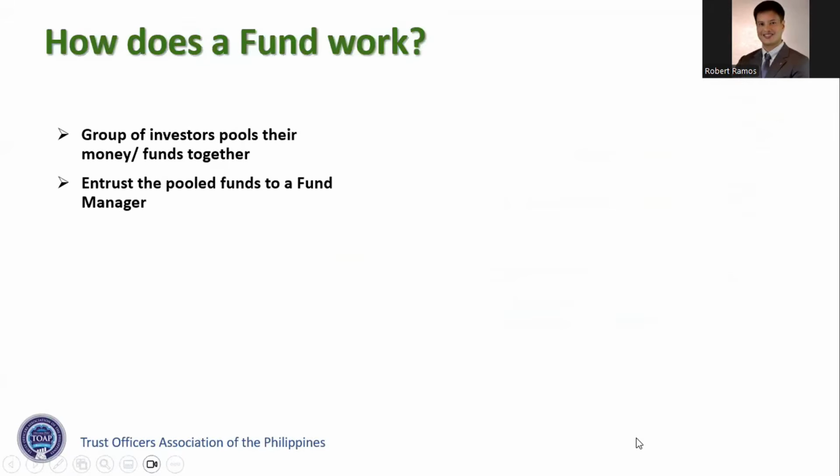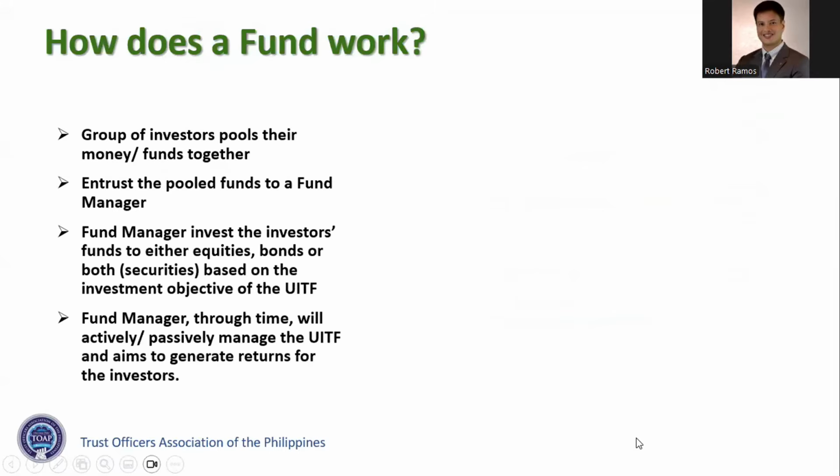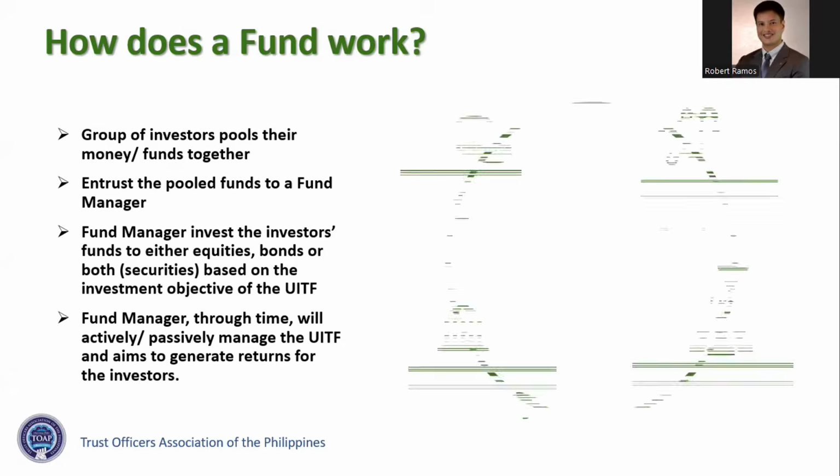So how does it work? Effectively, a group of investors pool their funds together. They choose a fund manager. The fund manager then invests these funds into equities, bonds, or both, based on the investment objectives stated for the UITF. The fund manager through time will either actively or passively manage the UITF and generate returns for the investors.